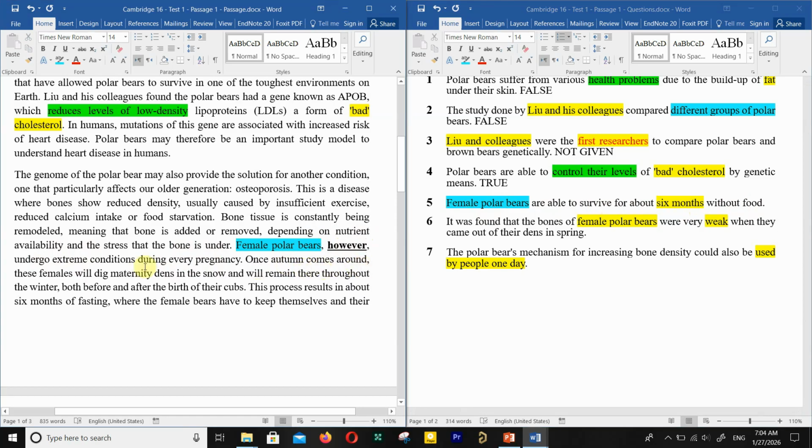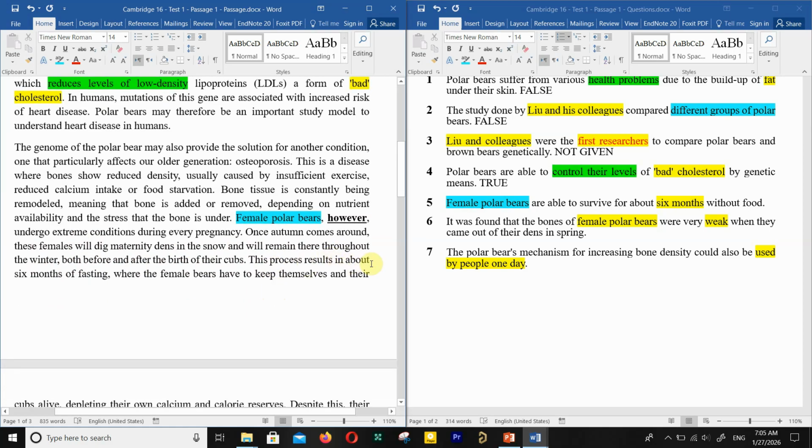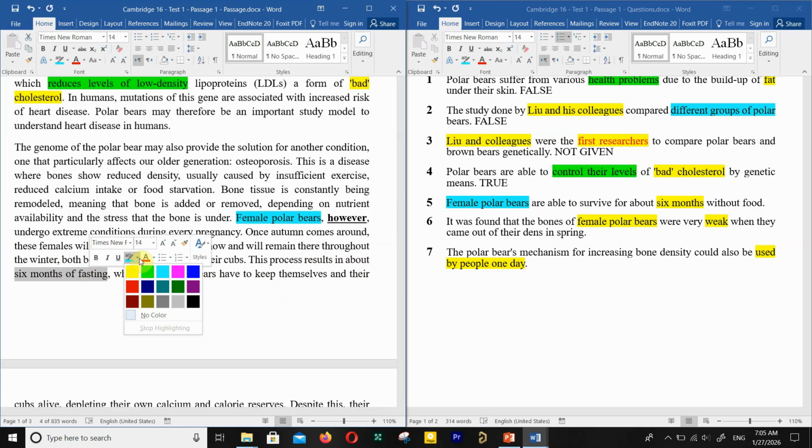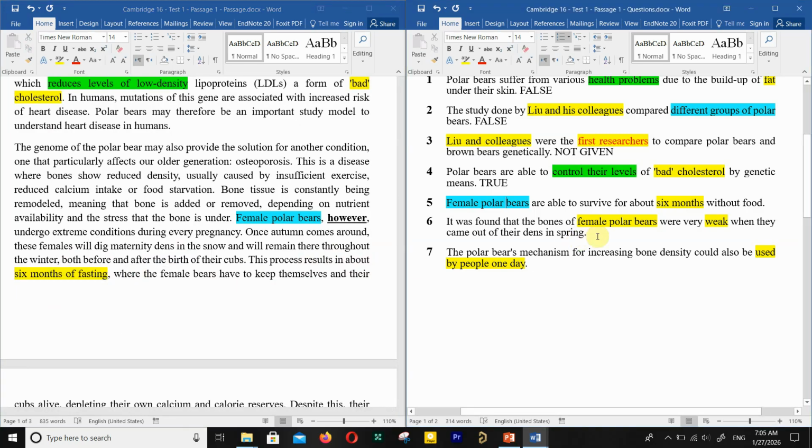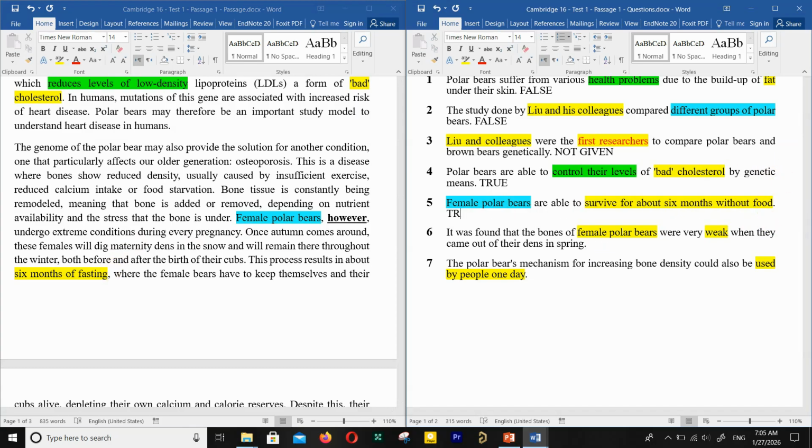Once autumn comes around, these females will dig maternity dens in the snow and will remain there throughout the winter, both before and after the birth of their cubs. This process results in about 6 months of fasting, which means that they can survive for about 6 months without food. Without food means fasting. So it's exactly the same sentence. This answer is, again, this question is true.